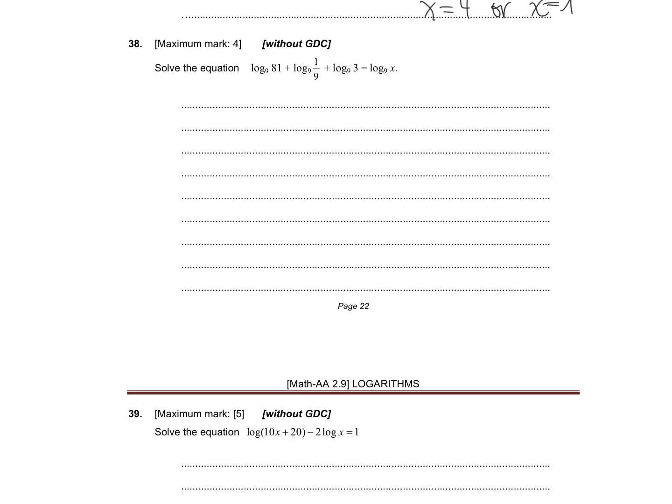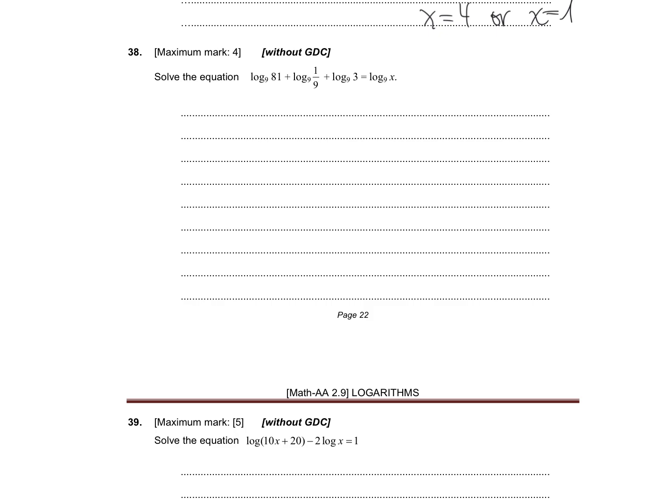Okay, so this one we need to get all of these things together on the left side, but also they're just numbers. So log base 9 of 81 is 2 because 9 squared is 81. This is negative 1 because 9 to the negative 1 is 1 over 9. And 9 to the 1/2 is 3.